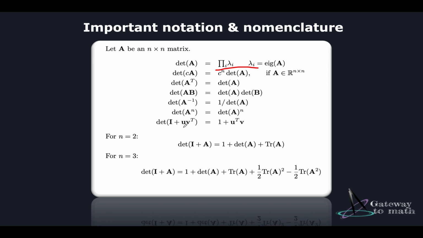Determinant of I plus U times transpose of V equals 1 plus transpose of U times V. For n equals 2, determinant of I plus A equals 1 plus determinant of A plus trace of A. And for n equals 3, determinant of I plus A equals 1 plus determinant of A plus trace of A plus half of trace A raised to the power of 2 minus half of trace of A. You square it first and then find the trace. And in this case, you first find the trace and then square that expression. That's the difference between these two.